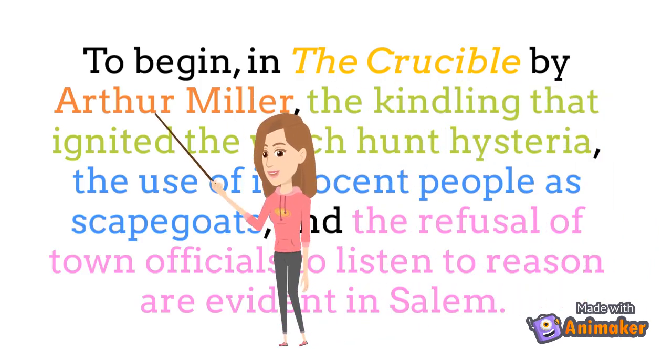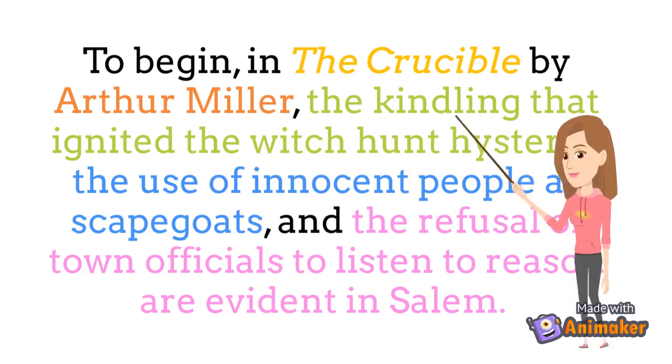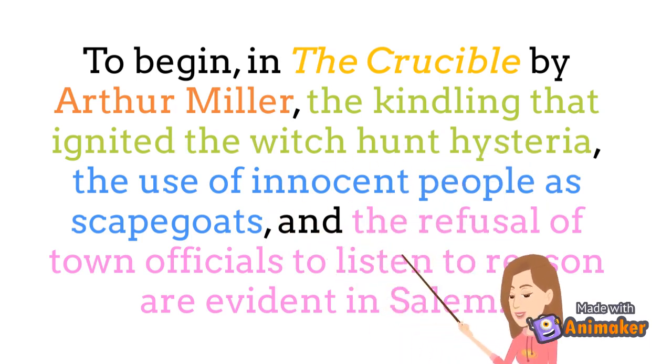The topic sentence has to have the title of the play, The Crucible, in italics, and the author, Arthur Miller. Make sure you include the 3 points that mirror your thesis: the killing that ignited the hysteria, the use of innocent people as scapegoats, and the refusal of officials to listen to reason.